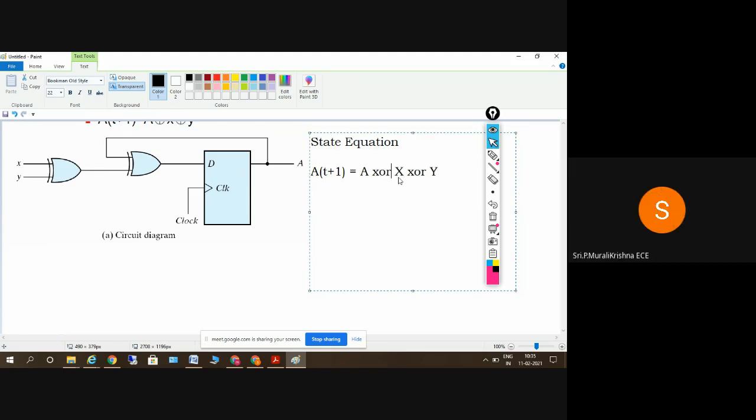Yes, sir. Okay, so we have options here. So A XOR X XOR Y here. This is the only state here. So what is the state equation here? And what is the state table? The state table should have the present states first.